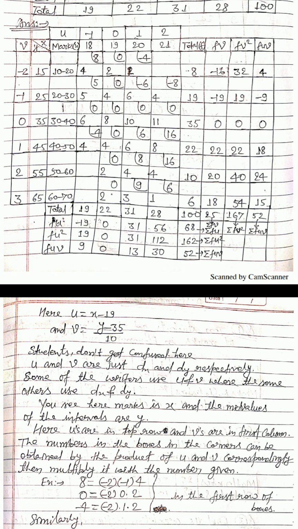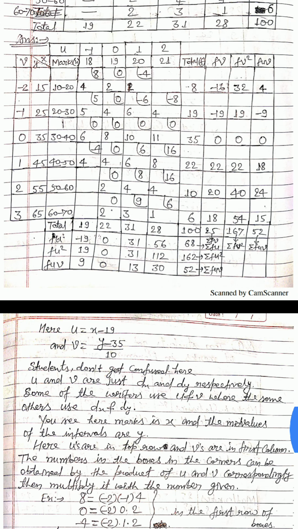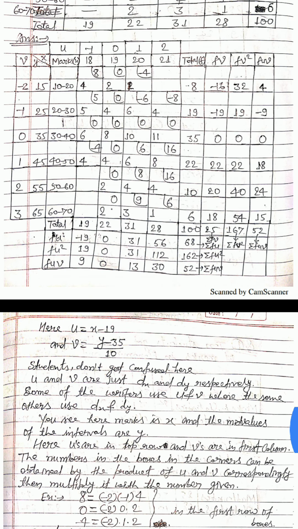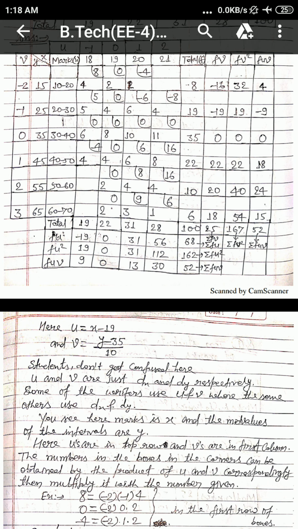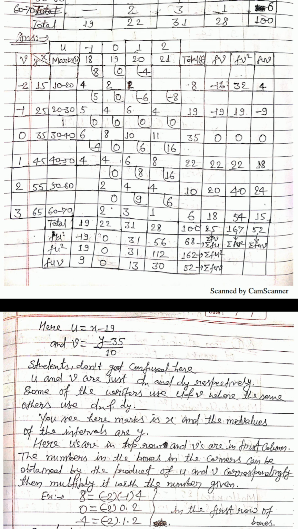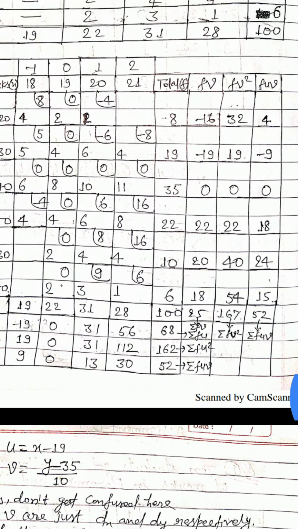After that we write here the total, represented by f, then f into v, then f into v squared, then f into u into v. So what's the f into v here? The first value of f into v is 8 into the value of v, that is minus 2. So 8 into minus 2 is minus 16. And then for f v squared, f is 8 and v squared is minus 2 to the power 2, that means 32. And then there is a very important thing, that is f u v.